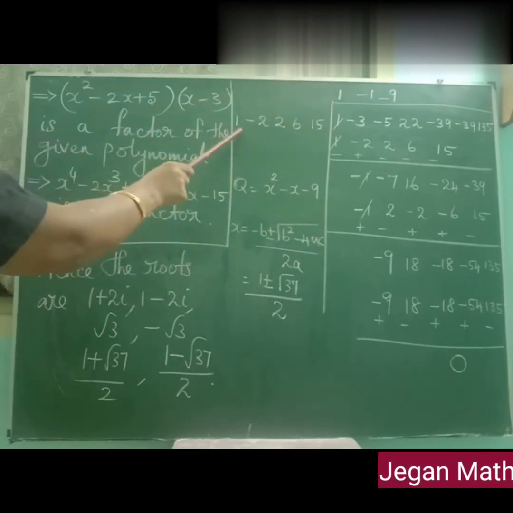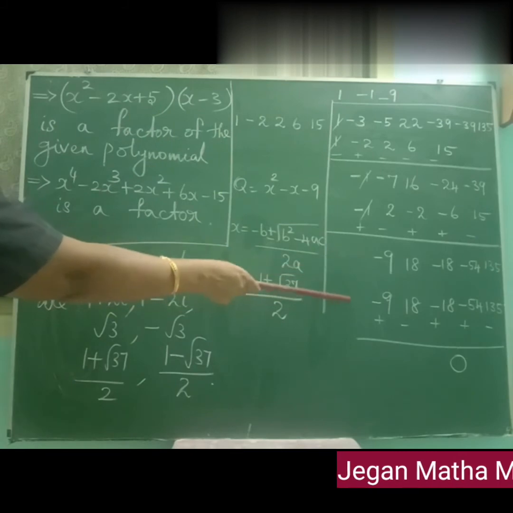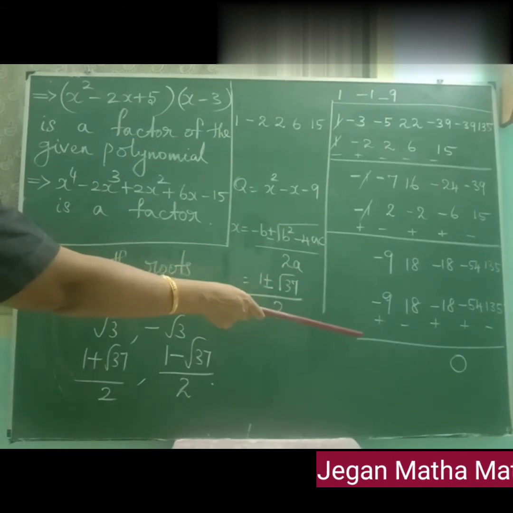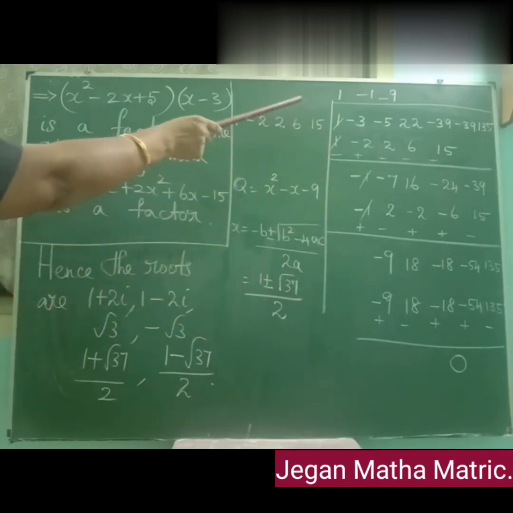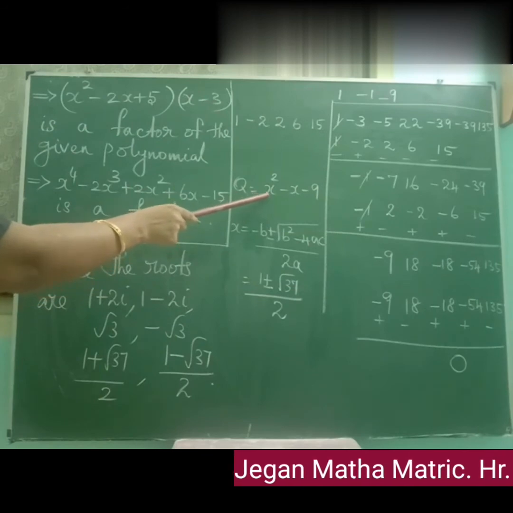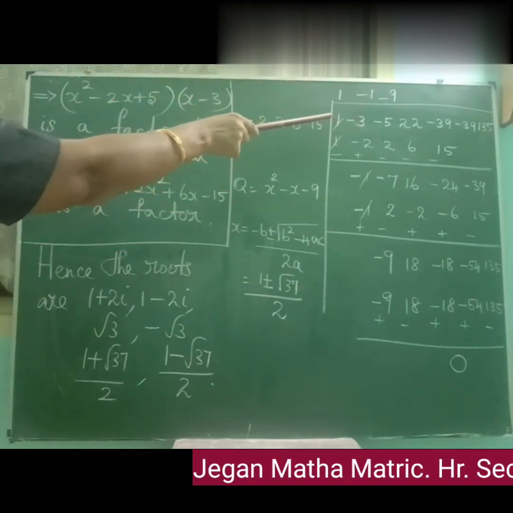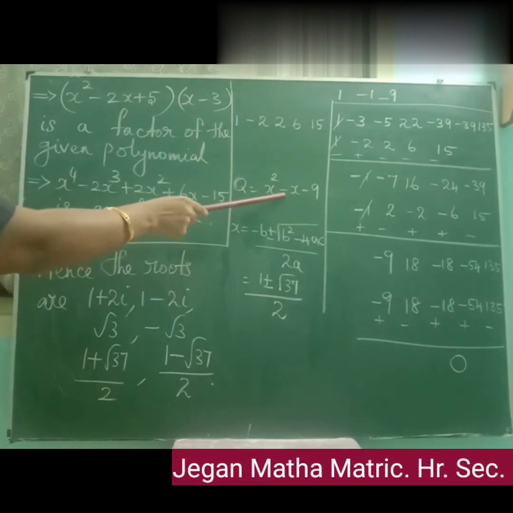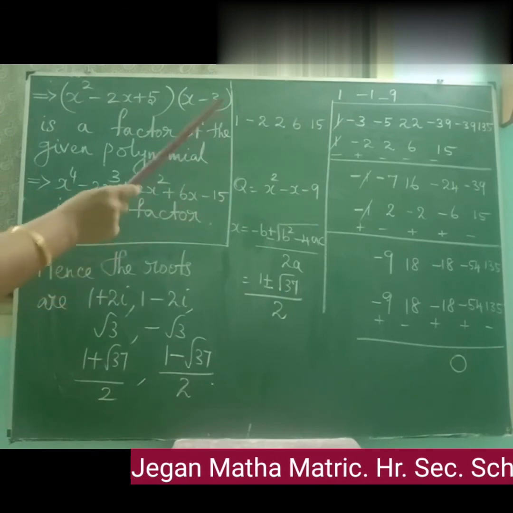Now minus 9 into 1, the last step. When you subtract, the answer is equal to 0. If the remainder is 0, then we can write the quotient. First the constant, then x, then x square. So x square minus x minus 9 is a factor of this.